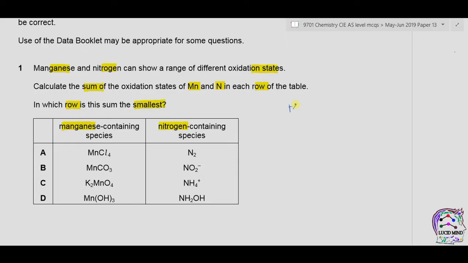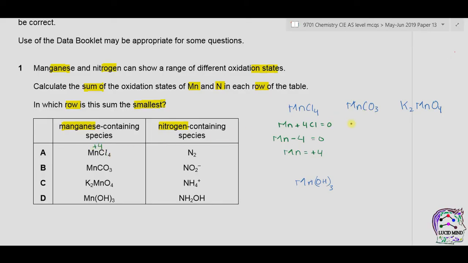First one is MnCl4. Second is MnCO3. Then we have K2MnO4. And then we have Mn(OH)3. In MnCl4 we have 1 manganese atom and 4 chlorine atoms and overall charge is 0. As chlorine is from group 7 of the periodic table, its oxidation state is -1. So for 4 chlorine it will be -4. So Mn will be equal to +4. So it is +4 in MnCl4.